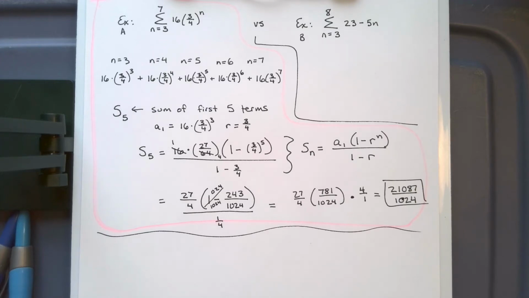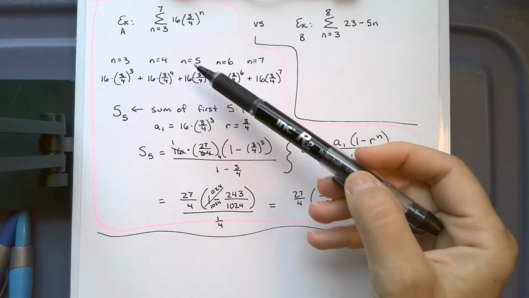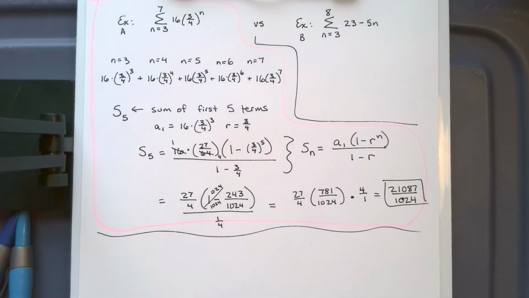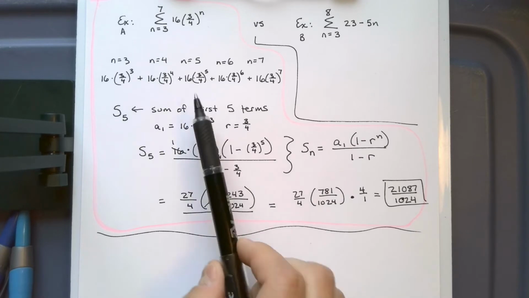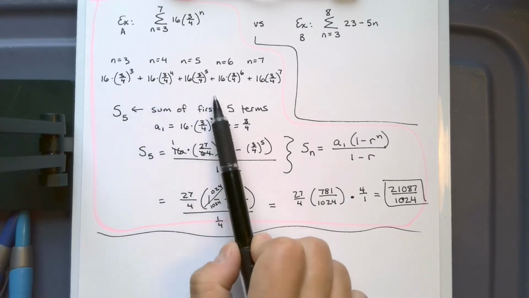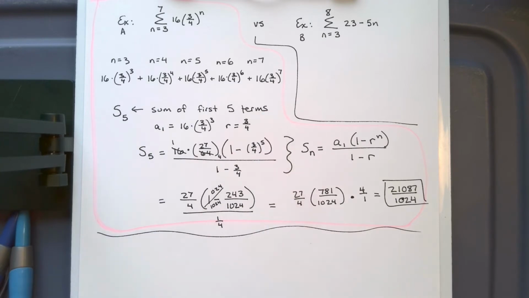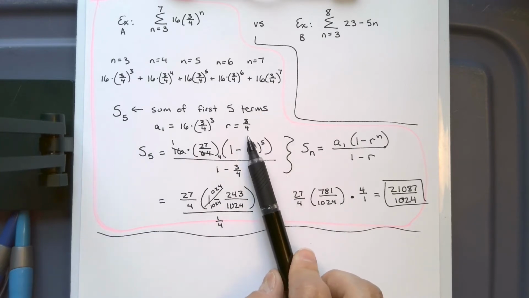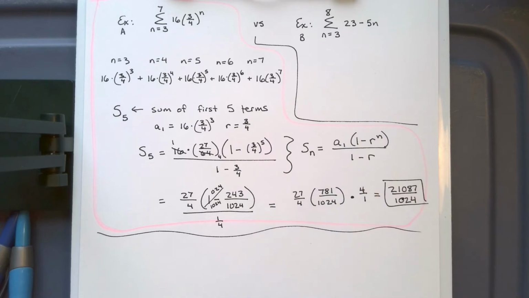Okay, so example B over here is going to be different from example A. Example A was geometric. It was geometric because it changed through multiplication. Each time you were multiplying by 3/4. Alright, so that's why the R got written up as 3/4 here. In example B, we're going to see if that's the same or if something's different.